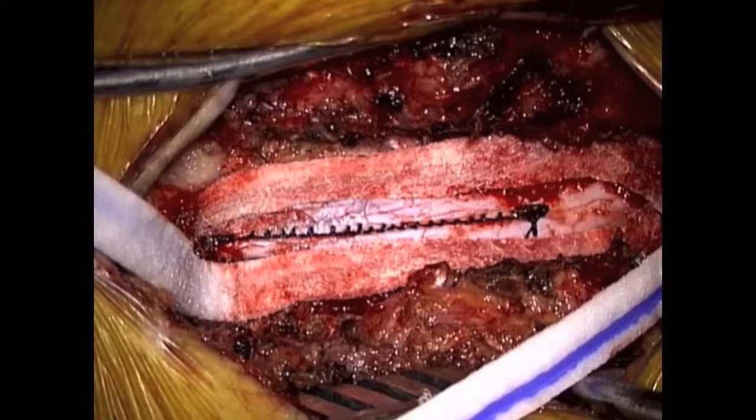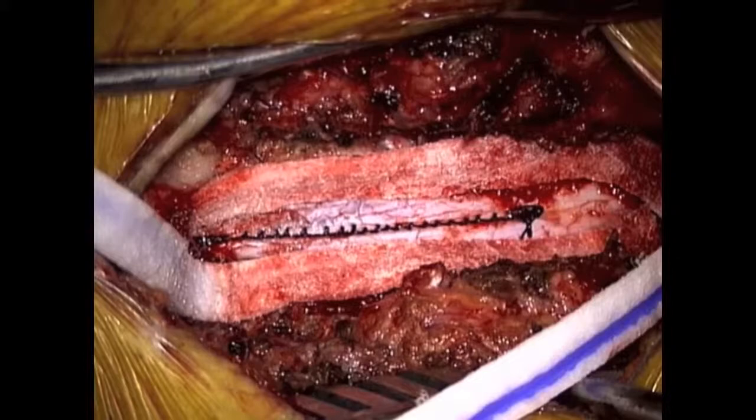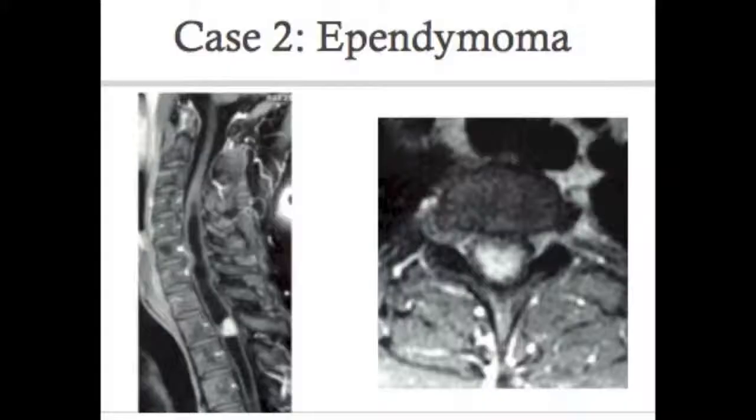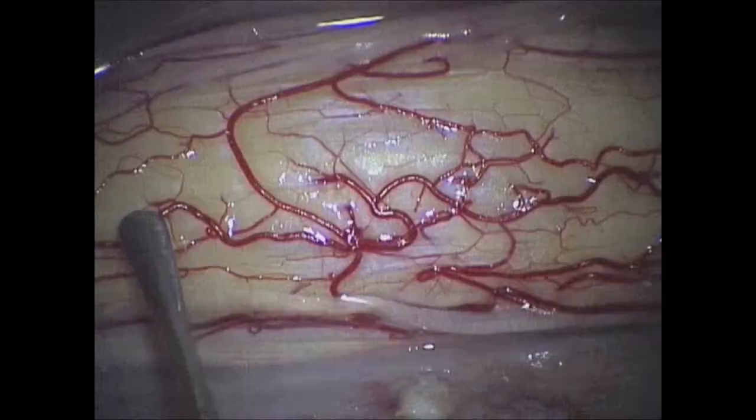The dura is closed with a running locked 4-0 silk suture. The remainder of the wound is closed in layers. The next case is a 38-year-old man with an ependymoma. T1 weighted contrast enhanced MRI shows an intramedullary mass at the T2, T3 level with large polar cysts both rostral and caudal to the tumor.